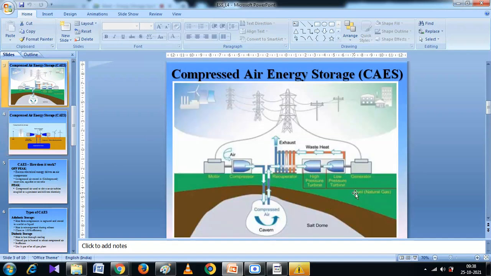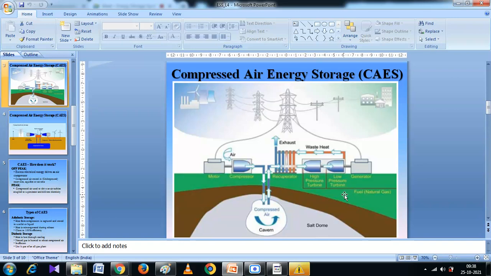In modern days, we use two turbines to increase the efficiency. When we take the compressed air, first we insert that compressed air into the high pressure turbine. It first converts the pressure into mechanical energy, and by this turbine we rotate a shaft, and after that the pressure of that compressed air is less.